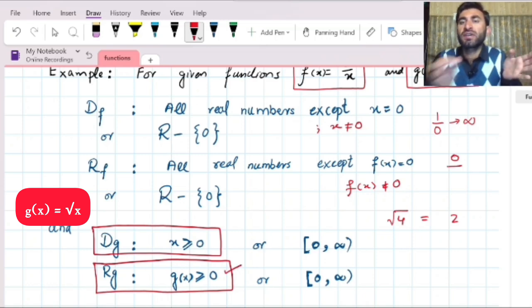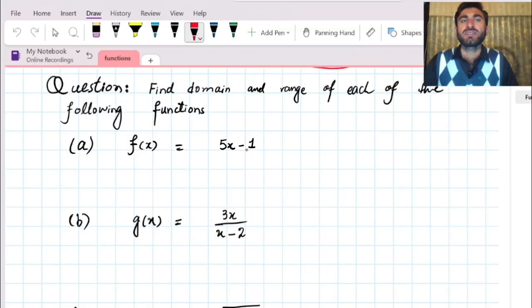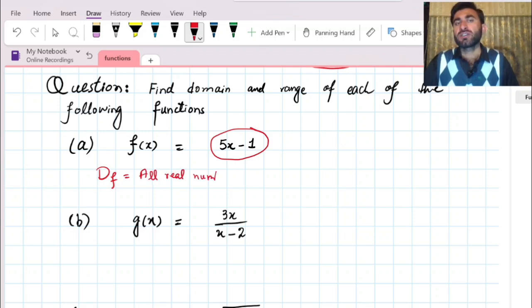Otherwise, we know that the square root can have negative values. We have been discussing it in algebra, but in functions, we will only take one of the values, and that is the positive one. Now we are given a question: find the domain and range of each of the following functions. The first function f of x is given in the form of a linear expression, 5x minus 1, and in the case of linear expressions, the domain and the range of the function are both all real numbers. All real numbers are the set of real numbers. All right, so the domain and range of the function f are both the same.